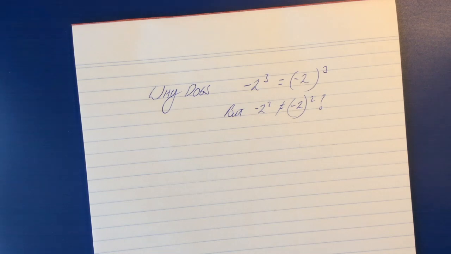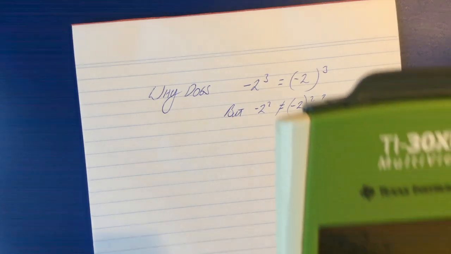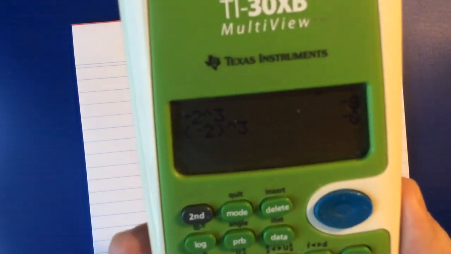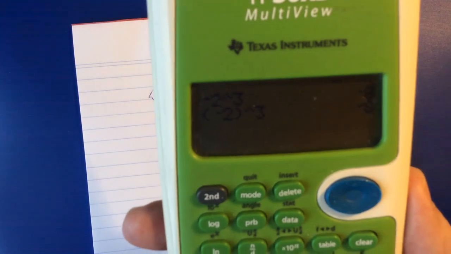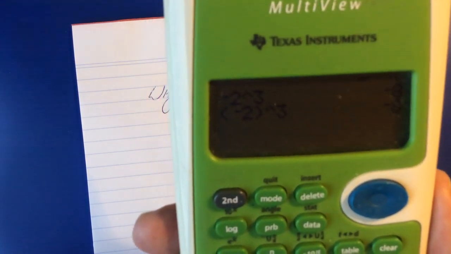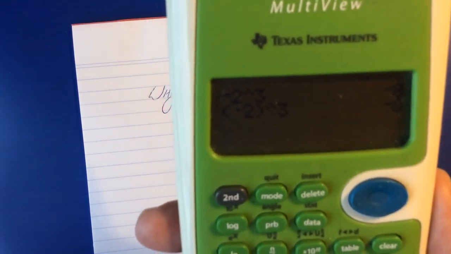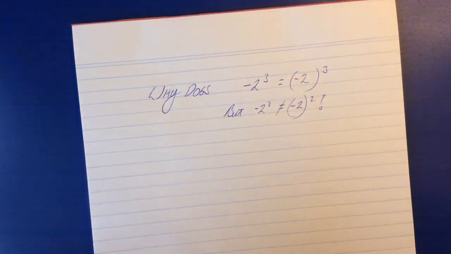So we'll have a look on my calculator, and what I've done is I've entered the first two of these. You can see that on both counts they equal negative 8. Okay, so the next thing to do, I guess, is to do this with an even power.